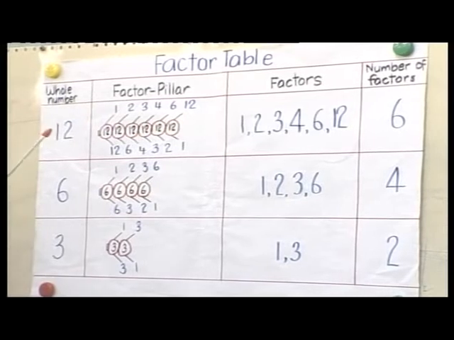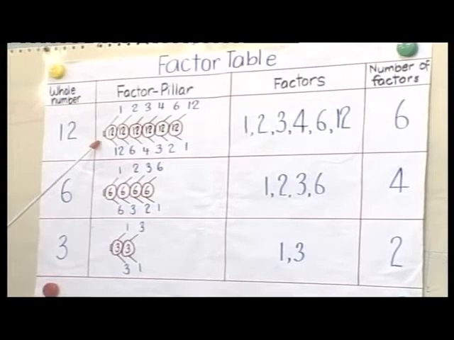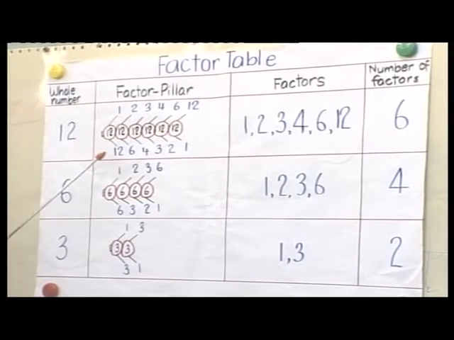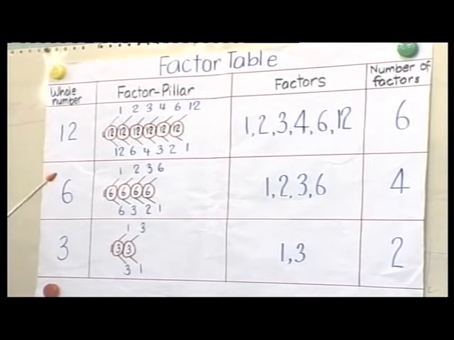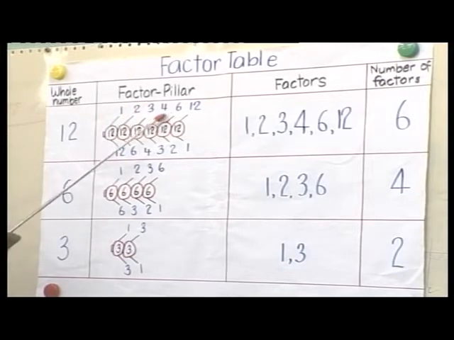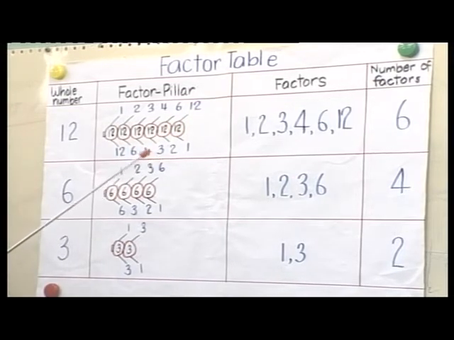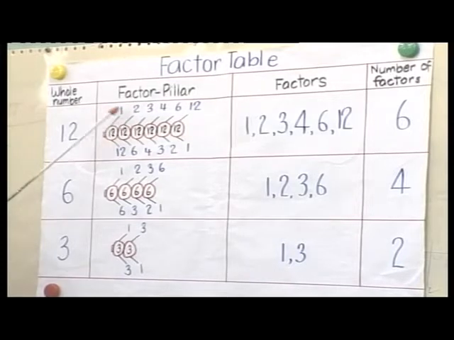Factors of what number? 12. Factors of 12, okay. Now some of you might say, using your diagram, that the factors of 12 are 1, 2, 3, 4, 6, 12, 12, 6, 4, 3, 2, 1. You might say that there are 12 factors altogether. But these numbers here are pairs.